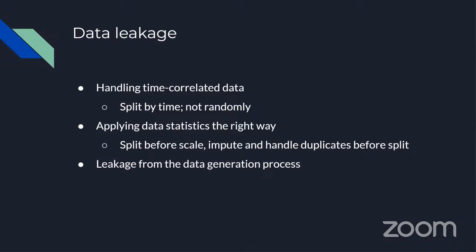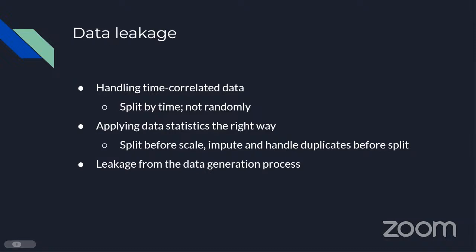Then another case is when you want to do imputation. Say you have missing values, and you want to impute them with the mean or the median of your data. You want to make sure you're not using the global statistics, otherwise you'll be leaking information across the test set. Then another case is handling duplicates. I think I put a good summary here: split before you scale and impute, and handle duplicates before you split your data sets.